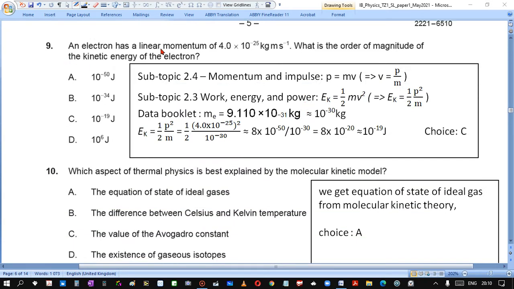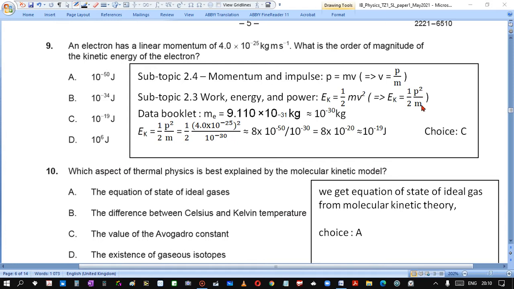Question 9. An electron has linear momentum of a given value. What is the order of magnitude of the kinetic energy of the electron? Subtopic 2.4 gives us the formula for momentum. We rewrite it for speed. Subtopic 2.3 gives us the energy formula for kinetic energy. We substitute our expression for v and we get the link between energy and linear momentum.